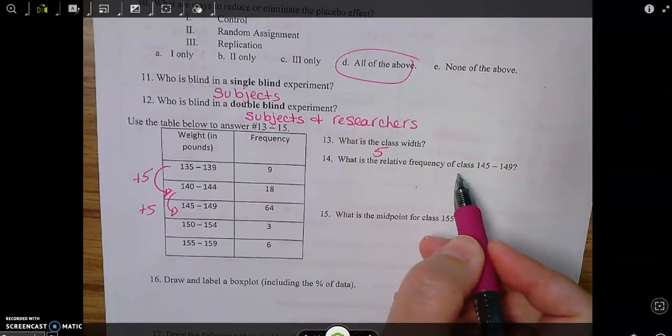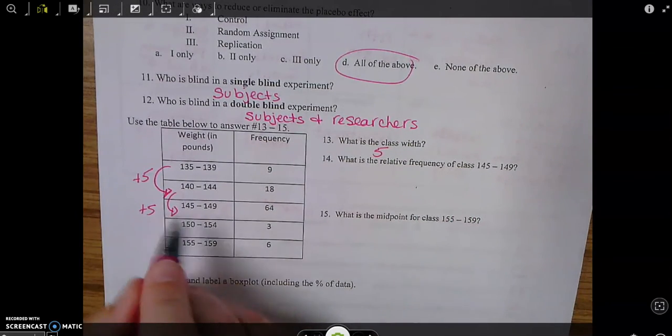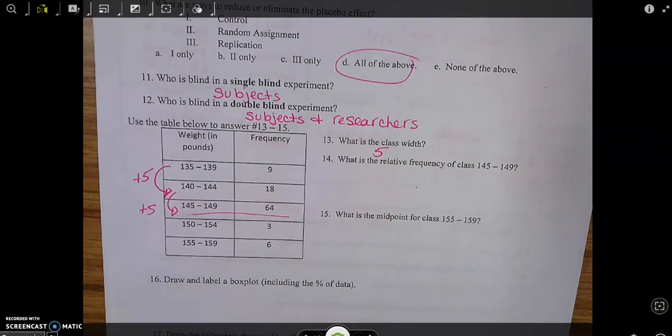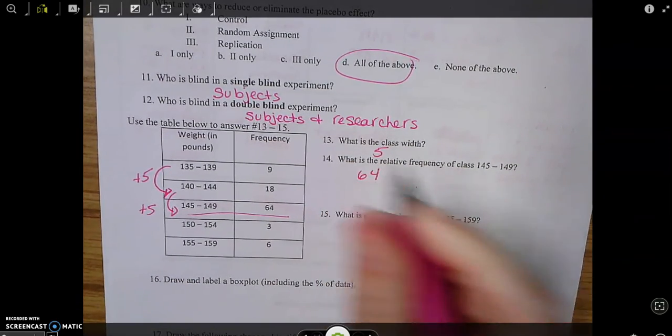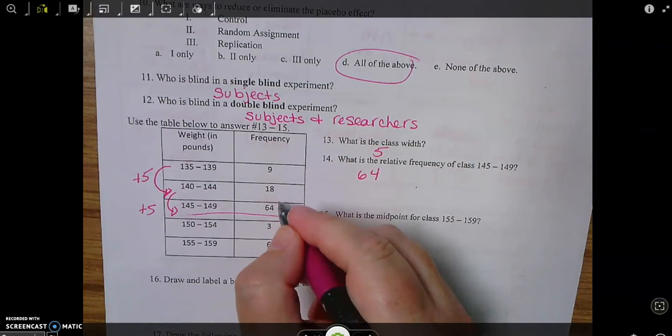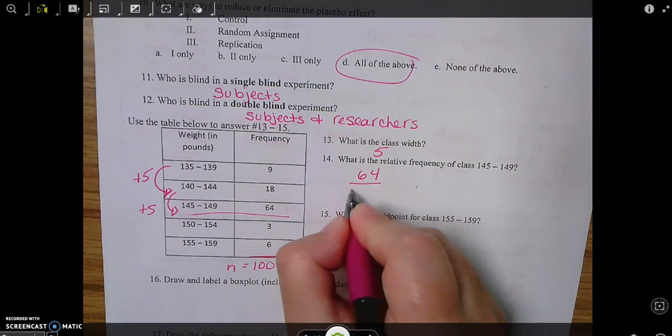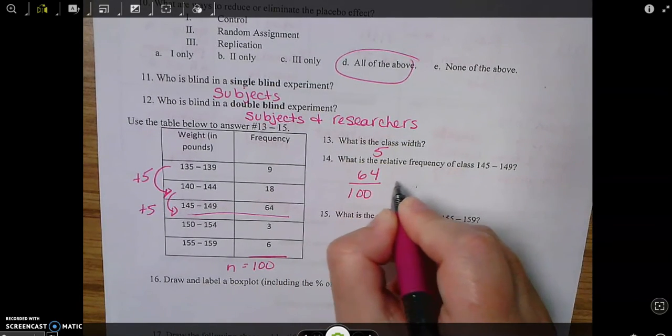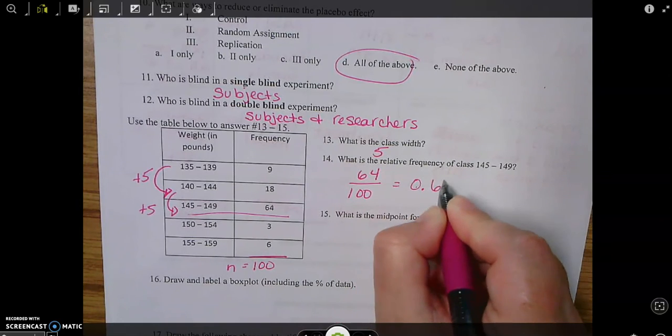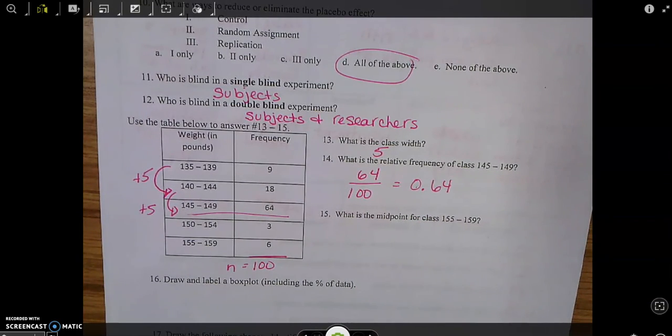Now, relative frequency for 145 to 149. So it's 64. But relative frequency means we need to add all these numbers up. When you do, we get our total number, which is n. We put it over 100, divide it, and we get 0.64.